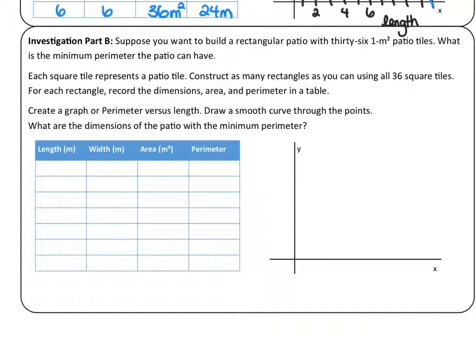This is going to be similar to the last investigation, but it's a little bit different. So I'm going to show you quickly how you can start doing them. But pause the video here and see how many you can come up with.